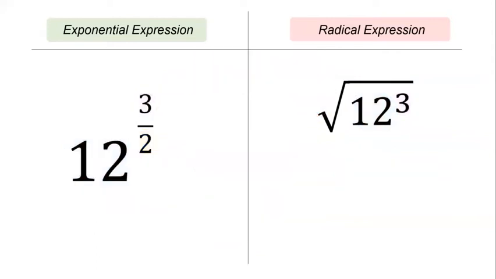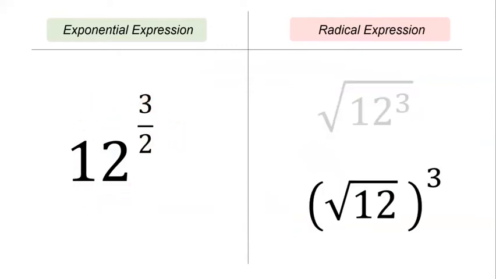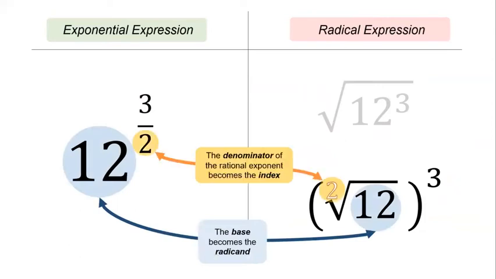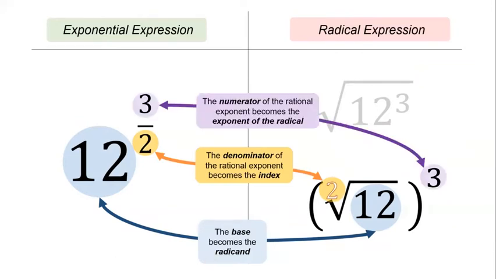Pangalawang paraan kung paano mo i-rewrite ang expression na ito ay ganito. Nakapaloob naman sa parenthesis ang radical at i-erase natin ito dito sa ating exponent. Katulad lang din ng ginawa natin kanina ang proseso. Ang kaibahan lang ay nasa labas ng parenthesis ang exponent. At ayan, madali lang, di ba?